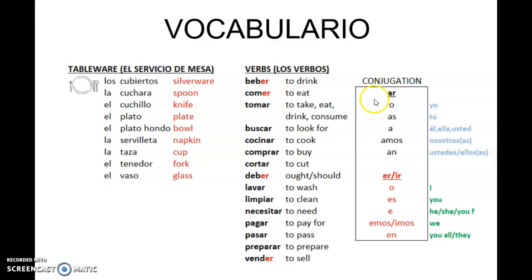And if it's an AR verb, you're going to put the o, as, a, amos, an. If it's one of your ERs, it would be the o, es, e, emos, en. And as a reminder, you've got your yo-to stuff over here, and you have the different people of the conjugations.